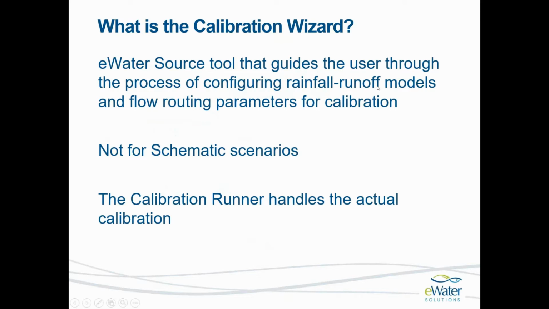The Calibration Wizard is a tool that guides the user through the process of configuring a rainfall runoff model and flow routing parameters for calibration. It's not designed for use with schematic scenarios. So for example, if you wanted to calibrate water quality parameters, you would use a different tool. When we come to running the actual calibration, we use a tool called the Calibration Runner, which we'll also cover today.